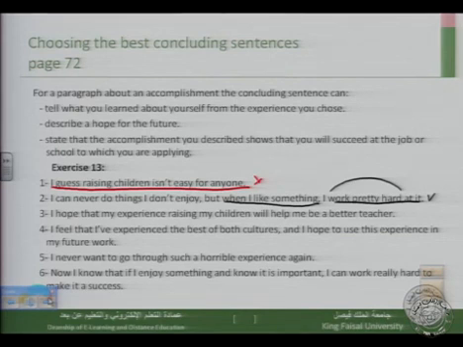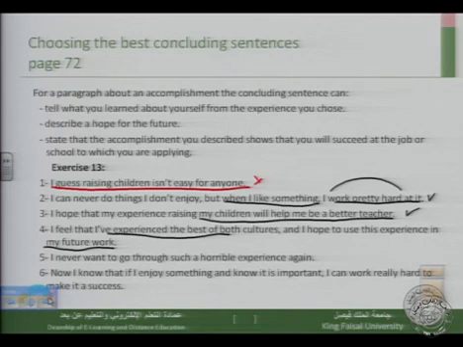I hope that my experience raising my children will help me be a better teacher. So my experience raising my children will help me be a better teacher. This is a good concluding sentence, since it shows a hope in the future and it shows things that she learned from her experience. Okay. Number 4. I feel that I've experienced the best of both cultures, and I hope to use this experience in my future work. So here, I've experienced the best of 2 cultures. I hope to use this experience in my future work. There is hope, and there is something that he learned from the experience. There is hope, so it's a good concluding sentence.